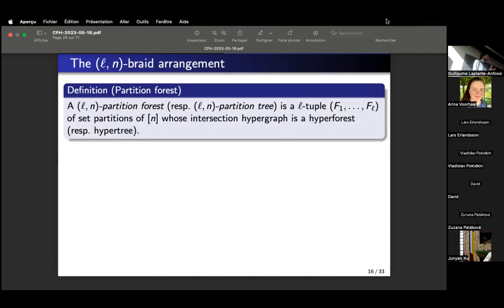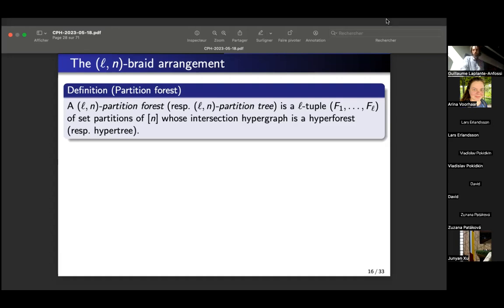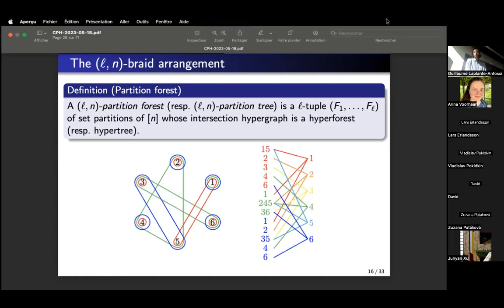And so to understand this flat poset and count the number of faces of each dimension in it, we'll find combinatorial objects that encode this structure faithfully. So, we look at partition forests. You take a tuple of set partitions of 1 to n, and you form the intersection hypergraph. For each block in your partition, you make a vertex, and you link two vertices together if they share a common number.